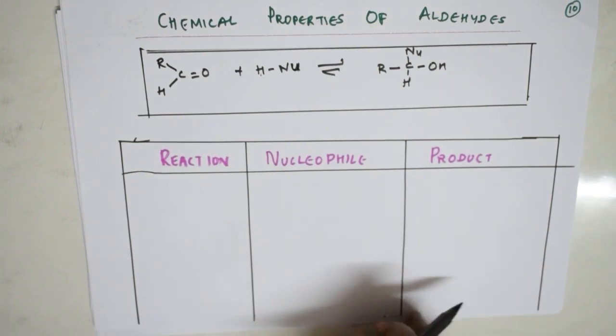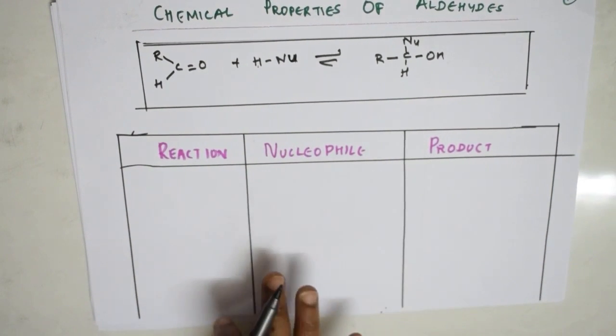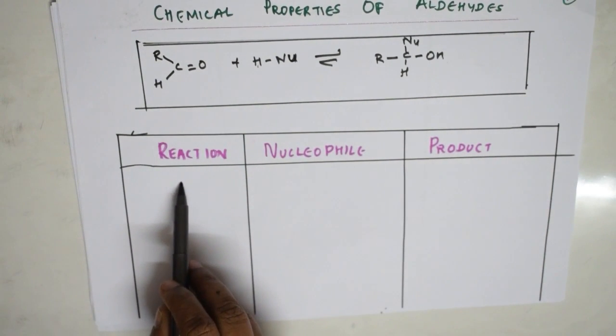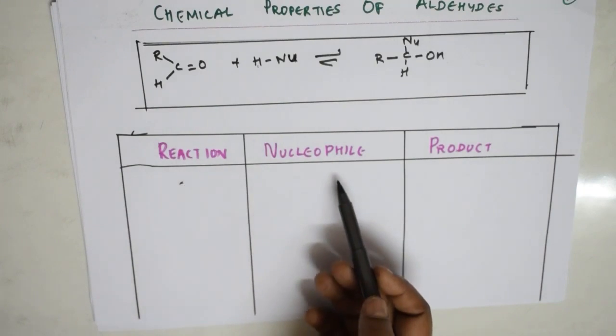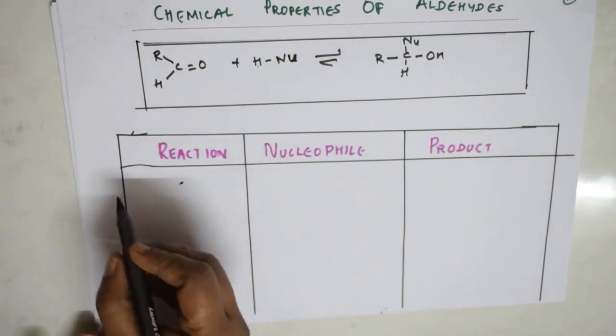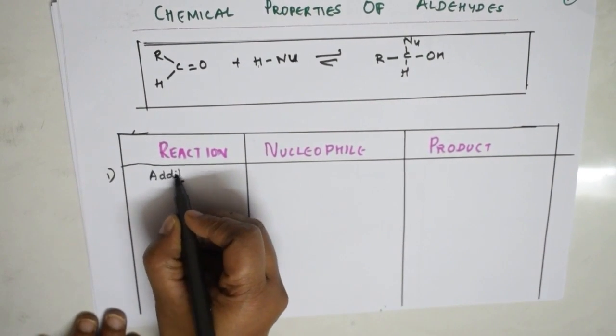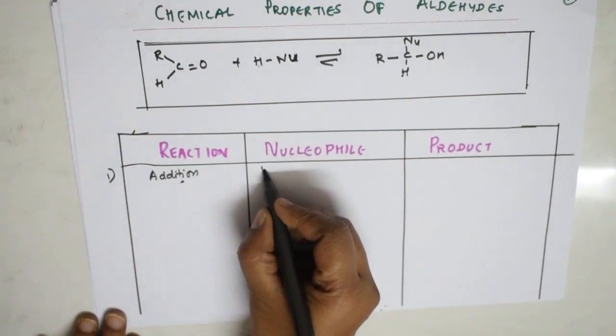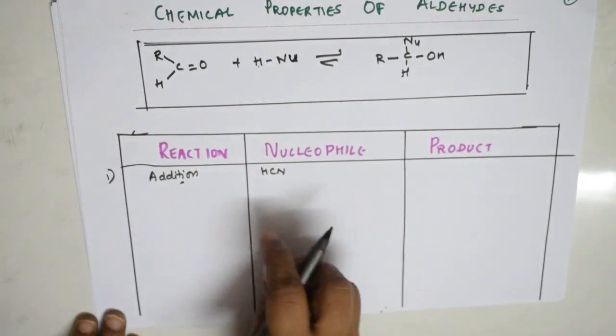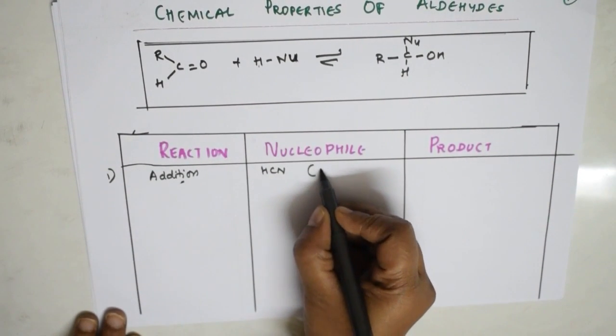So in the list of reactions for aldehydes, we'll be writing the name of the reaction, what the nucleophile is and what the product is, right? So the first reaction is the addition reaction. What are we adding? We are going to add hydrogen cyanide. In this case, what is the nucleophile which we have?